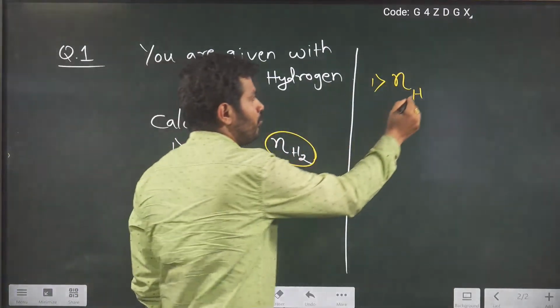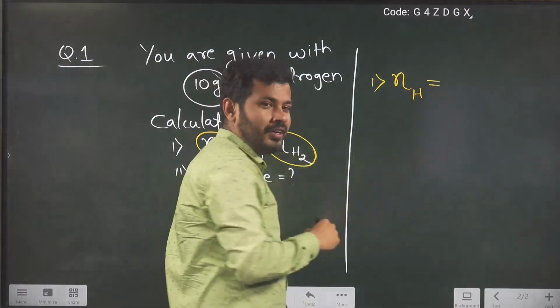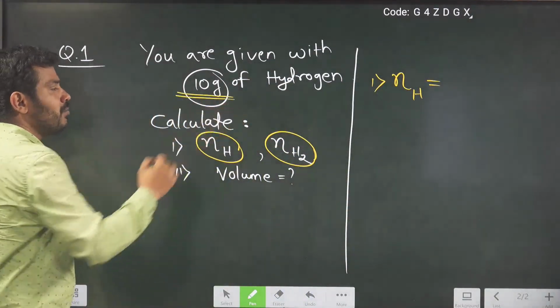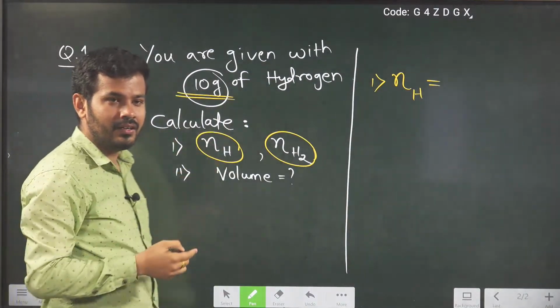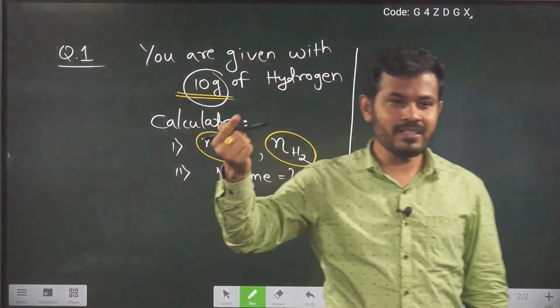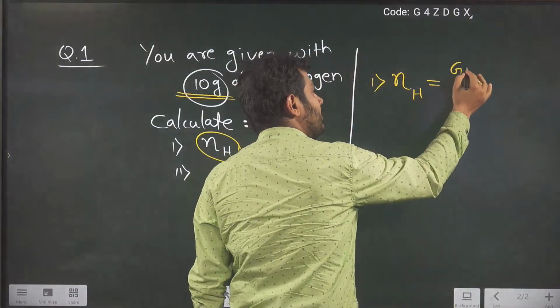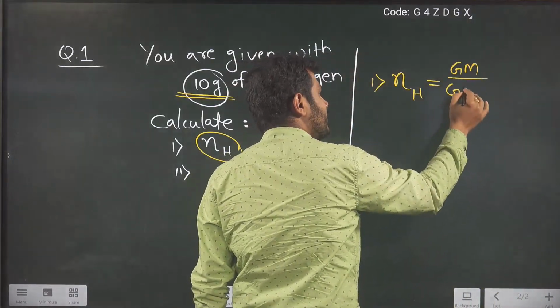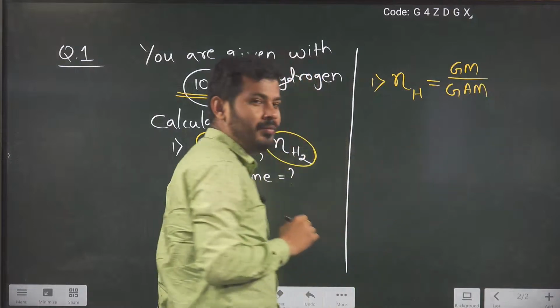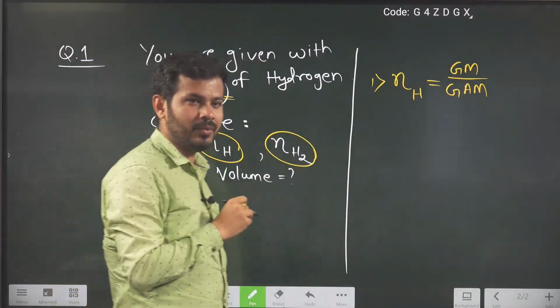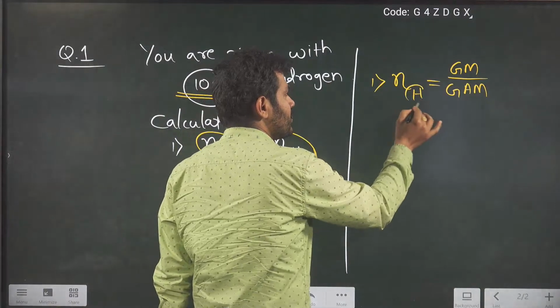So tell me number of moles of hydrogen atom. What is the formula according to the Y map? When mass is given, given mass by molar mass is going to be the number of moles. Which molar mass? Gram atomic mass we have to use here. Yes, very good. It is given mass by atomic mass, because atom is here, hydrogen atom.